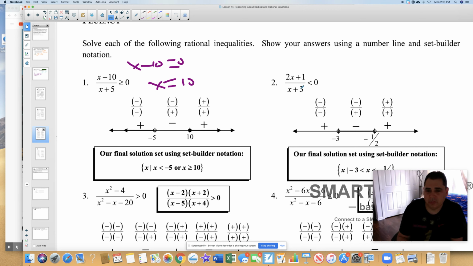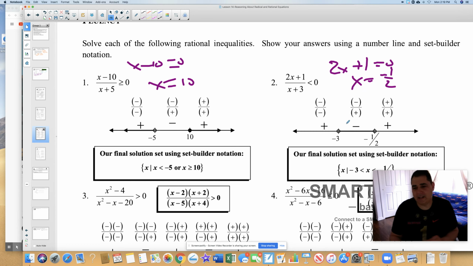Let's try number 2. Now, a potential root that's definitely not going to work because it'll make it 0 is -3. And then you take the top part and you set it equal to 0 and you solve. So this turns out to be -1/2. So -3 and -1/2 will go on your number line, and then you pick test points.